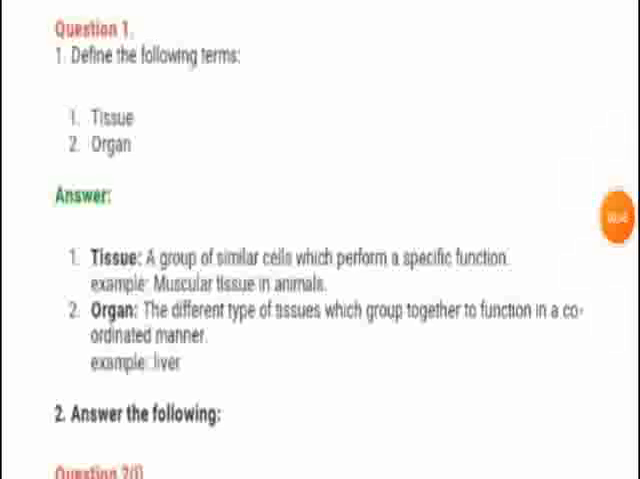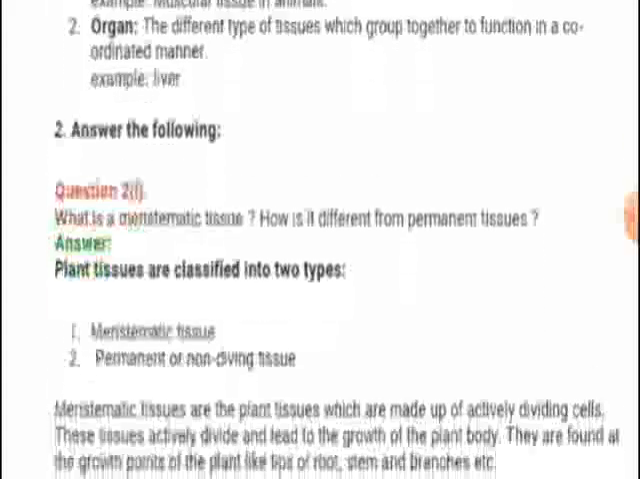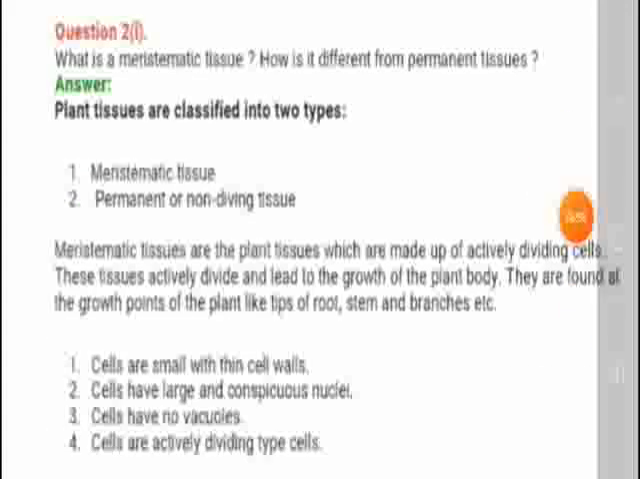Next is organ. Different types of tissues which group together to function in a coordinated manner are the organs. Next, what is meristem tissue, and let us see how it is different from the permanent tissue.